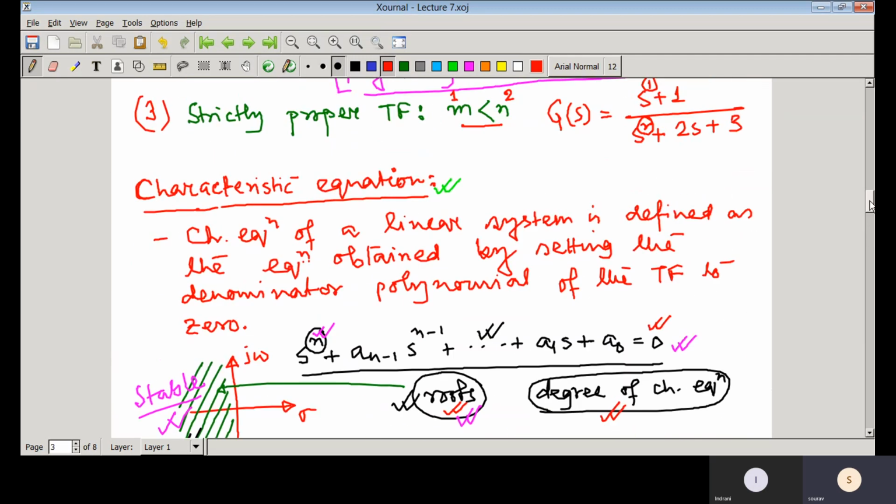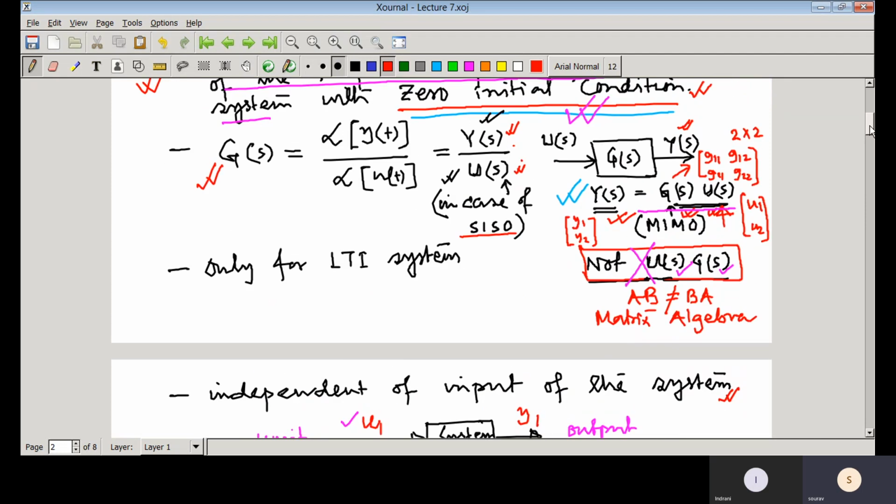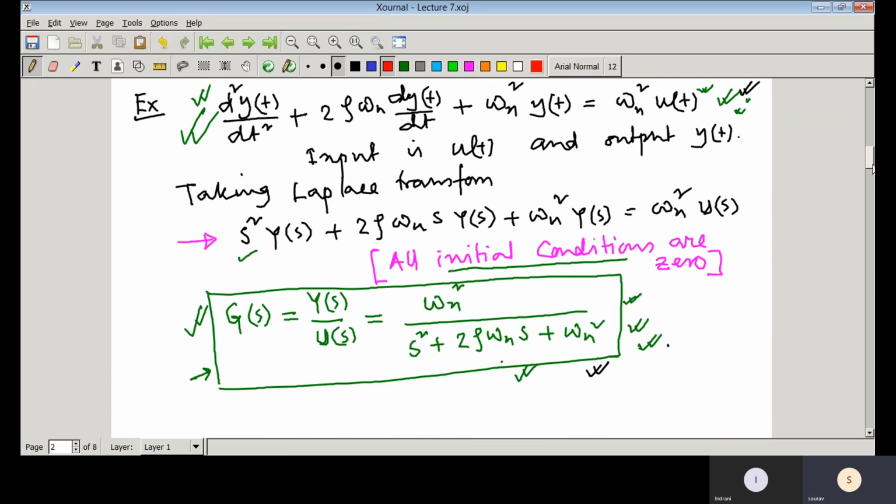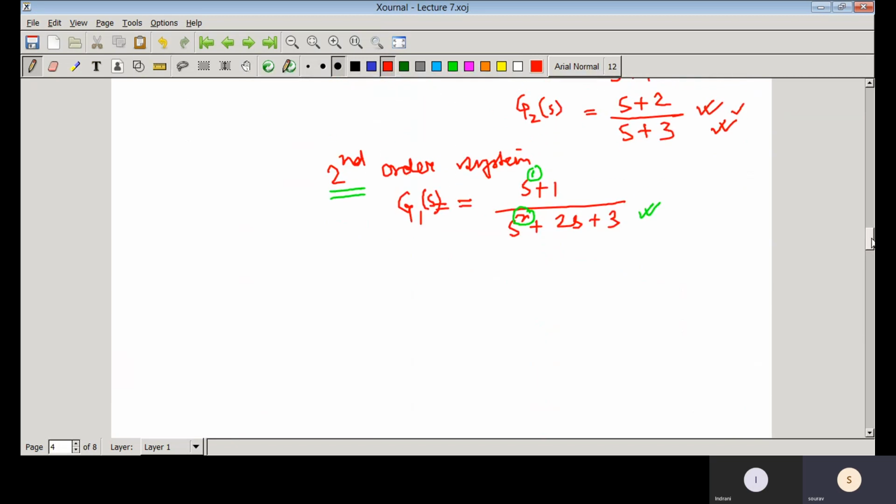As I have pointed out, whenever you write the transfer function, you should be very careful about this particular representation, because in case of a multi-input, multi-output system, the input is a vector and the output is also a vector. So this G(s) is no longer a scalar rational function. It is a transfer function matrix. So let us see in case of MIMO systems how we can represent it. Transfer function, TF of multi-input, multi-output, that is MIMO system.